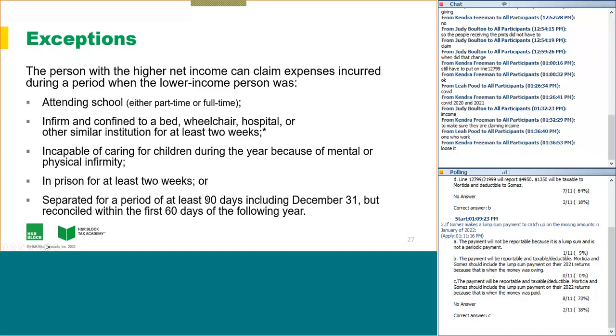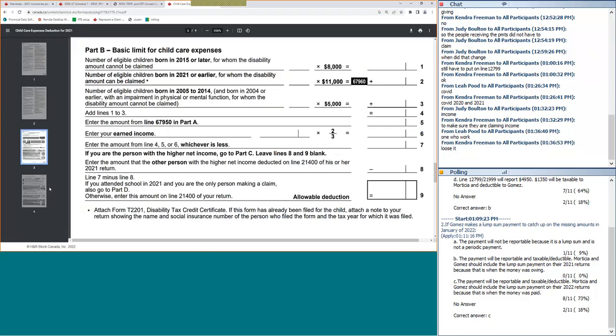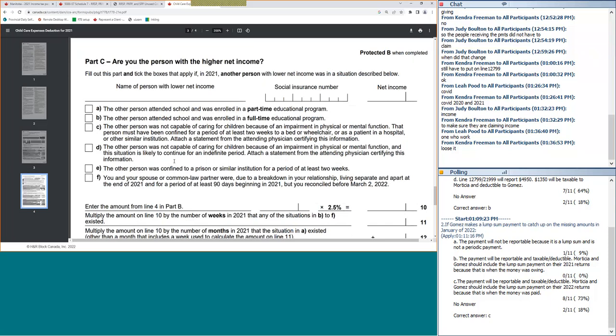All right, so the easy one: if they were in prison for at least 2 weeks, the Part C exception will apply. And then the weird one: if they were separated for a period of at least 90 days that included December 31st, so the 90-day period has to include the end of the year, but they got back together within the first 60 days. In that case, you will have a scenario, which is Part C, where if the higher income spouse was caring for the children at the time and they had to be in child care for work purposes, the Part C exception will apply. You can see all of these on the form itself as well with detail.